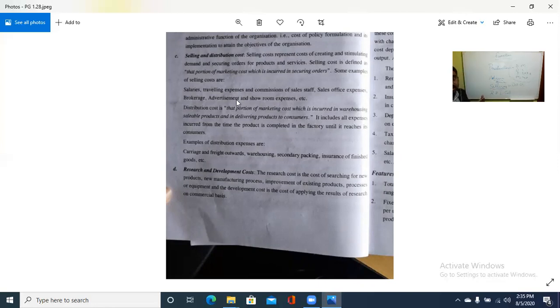There should be having some expenses or the cost, that is distribution cost. And research and development cost, where cost of searching for new process, new products, improvement of the existing product, processes or equipment, as well as then the development cost to be executed, while the cost of applying the results of the research on a commercial basis. So this is the second part based on the function. Clear?